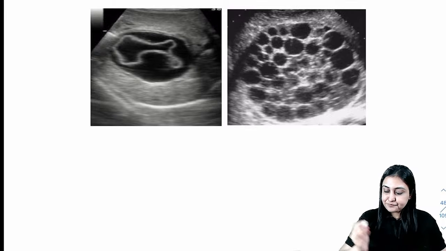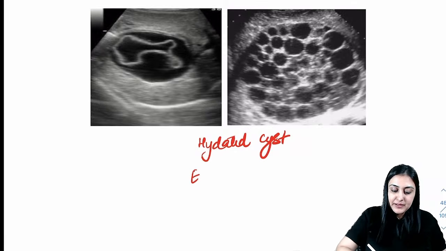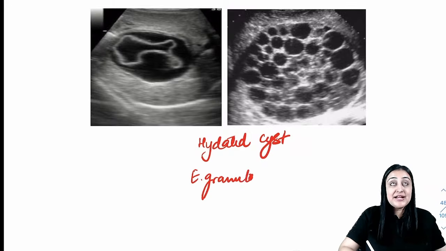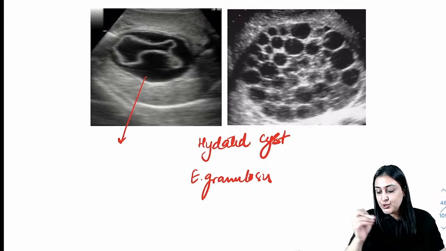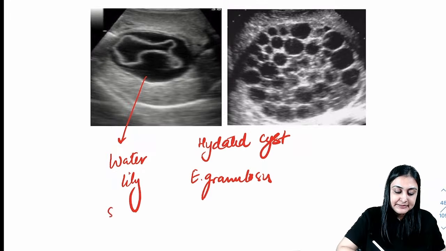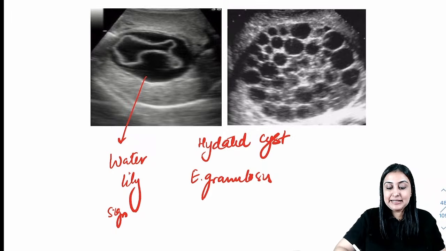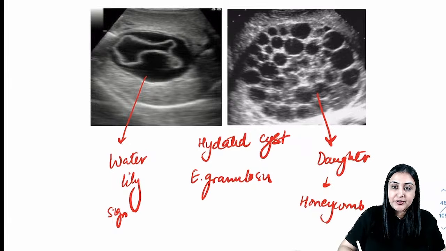This is hydatid cyst. Causative organism, Echinococcus granulosus, right? This sign where you have the endocyst membrane which is floating is called the water lily sign. And when you see multiple daughter cysts within the hydatid, these are all daughter cysts of the germinal layer. This is called the honeycomb appearance. All right, so this is Echinococcus hydatid cyst.